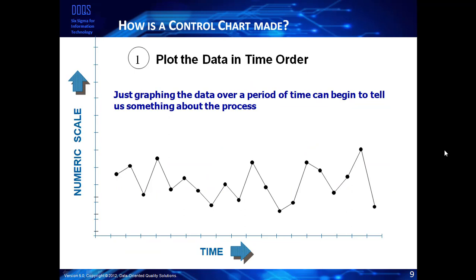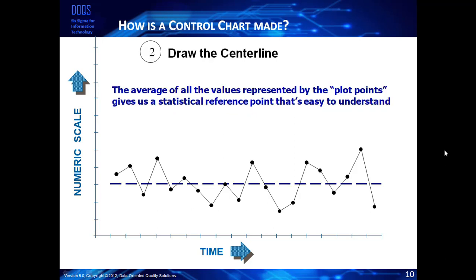So we start by plotting the data in time order. So we take a set of data out of our process, maybe how long it takes us to get to work every day, or how many defectives we produced yesterday, or whatever we're choosing to measure. We plot that data over time. We then take the average of that data, of the point plots, and determine what the average behavior of the system is. What is its mean value over time?